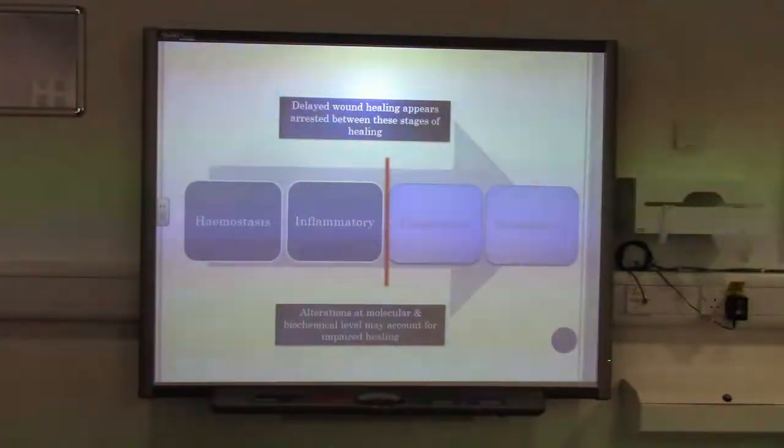So we're just going back to the four stages and where exactly there's the delay. Delayed wound healing appears arrested between the inflammatory and proliferative stage. The normal trajectory does not occur in chronic wounds, which appear arrested and fail to progress into the proliferative and remodelling stages. And therefore, because of that, the wound does not heal as normal.